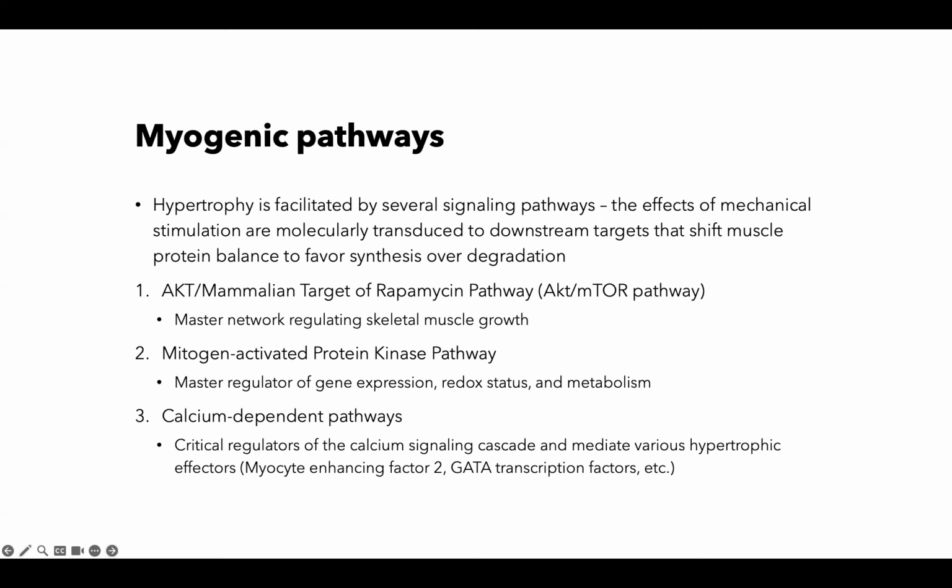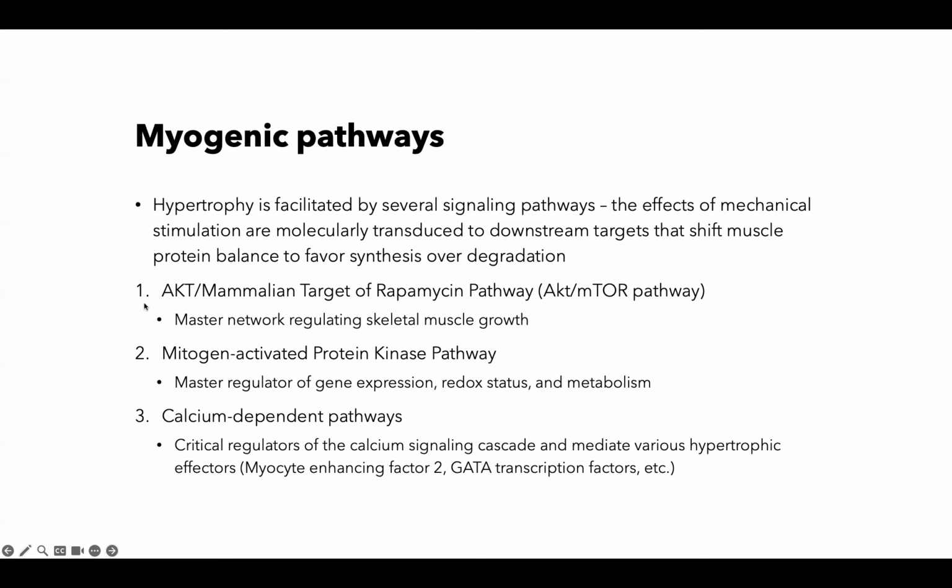Okay, with hypertrophy, we also need to consider our myogenic pathways. Hypertrophy is really facilitated by several signaling pathways, whereby the effects of mechanostimulation are molecularly transduced to downstream targets that shift muscle protein balance to favor synthesis over breakdown. There are several primary anabolic signaling pathways that have been identified, including the AKT mammalian target of rapamycin, mitogen activated protein kinase, or MAPK, and calcium dependent pathways.